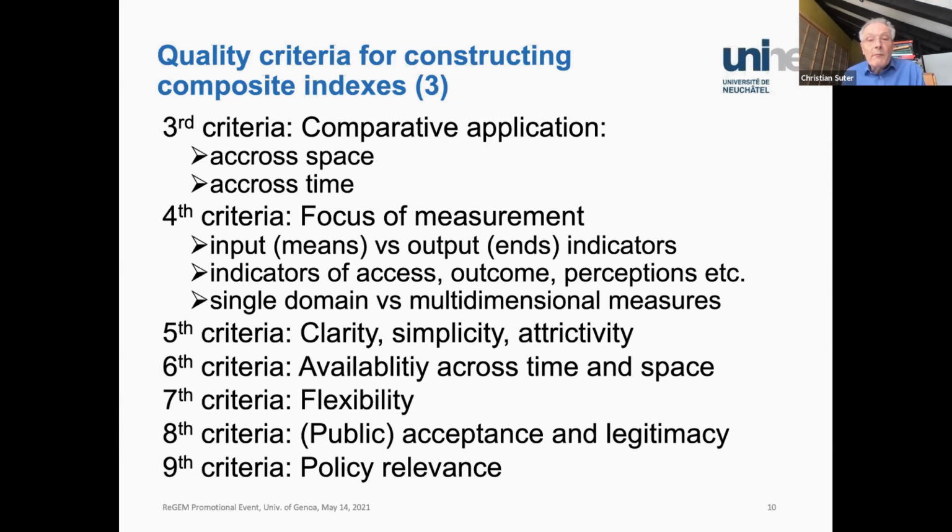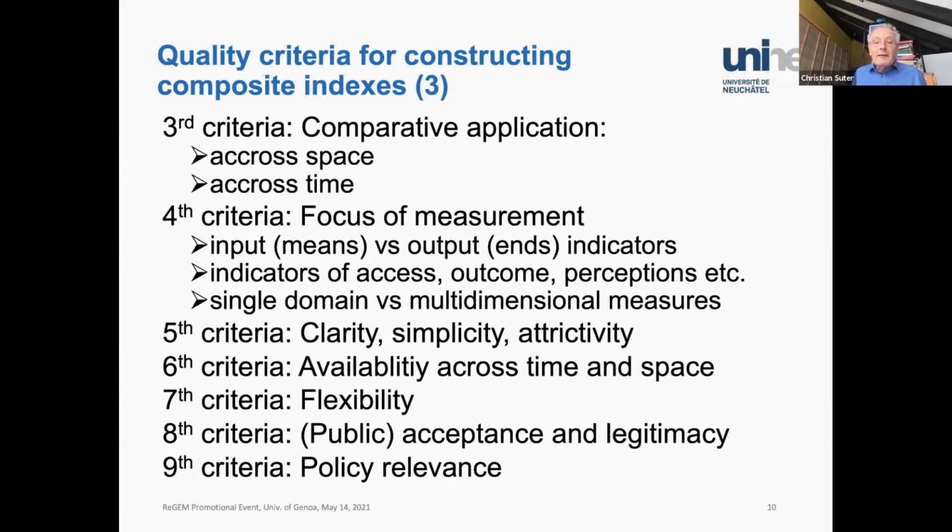There is a fourth criterion, which I labeled the focus of measurement, which is a large discussion in the literature. What type of measures or indicators should we use? Should we use input or output? One position would favor output, the ends, which is what we are interested in, but sometimes inputs also make sense. There are other types of indicators, of course, such as perceptions or indicators of access, which is an important element in the inequality discussion: access to resources, access to services. And we have single versus multi-dimensional measures. We saw that the current indexes are multi-dimensional measures, so this is an important element to think about. There are also implications for the construction of these multi-dimensional measures.